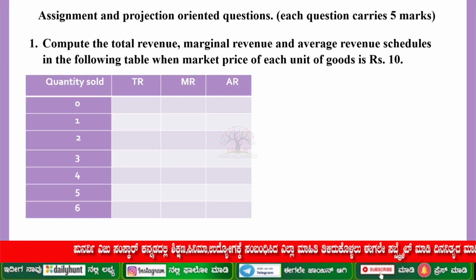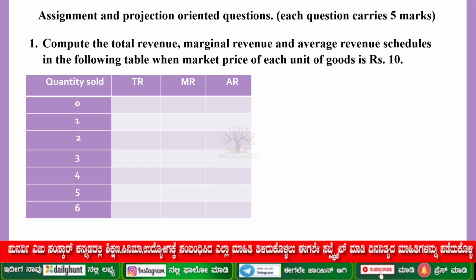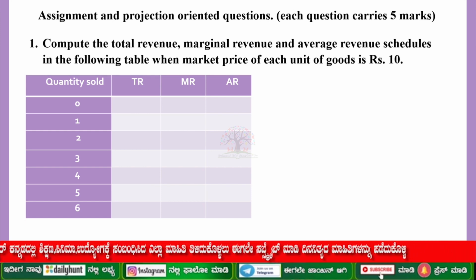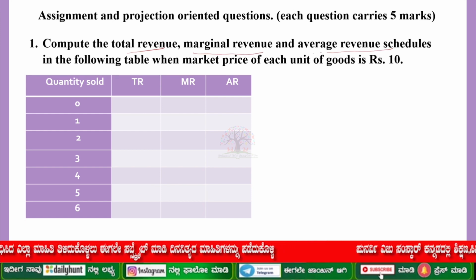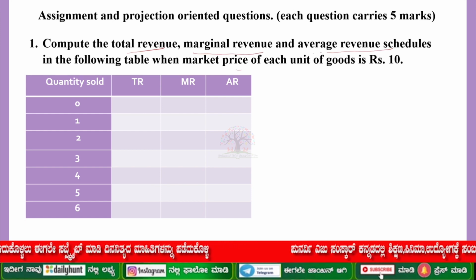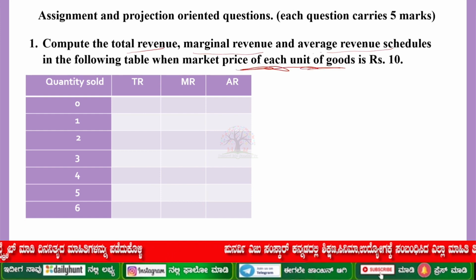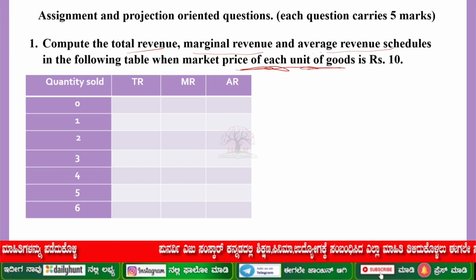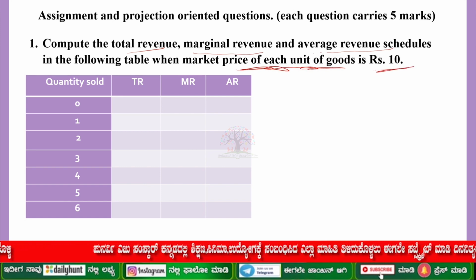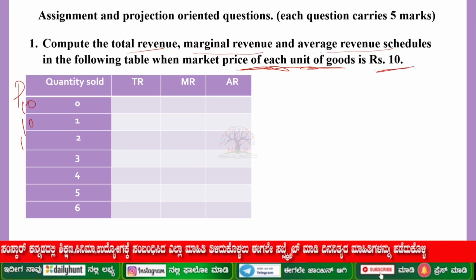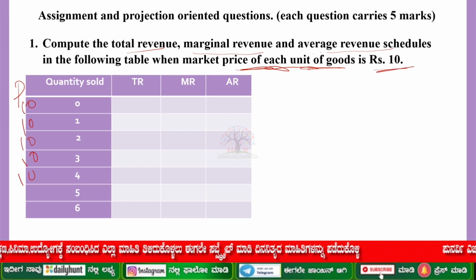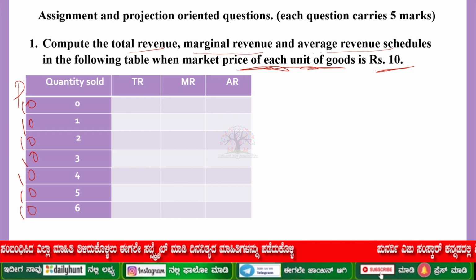So here also, dear students, they have given a table. You have to find out total revenue, marginal revenue, average revenue schedule from the following data, and they have given the market price of each unit of goods. That is 10 rupees. So price is given, that is 10. As it is under perfect competition, price remains constant.